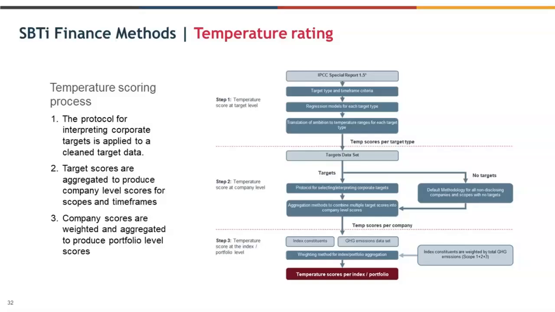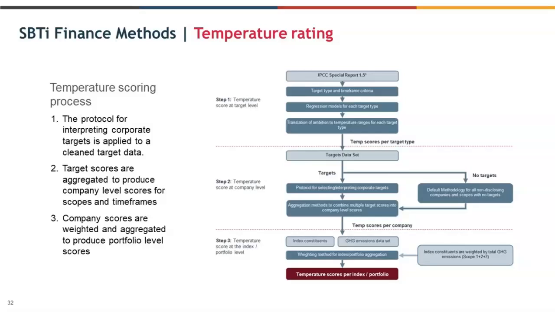So we take the individual temperature scores of the companies, we weight them using one of our weighting approaches, and then we're able to generate an overall result at the portfolio level. And Donald will describe in a little more detail how we can use the SBTi tool to essentially achieve this once you input the target and the greenhouse gas data of those investee companies.